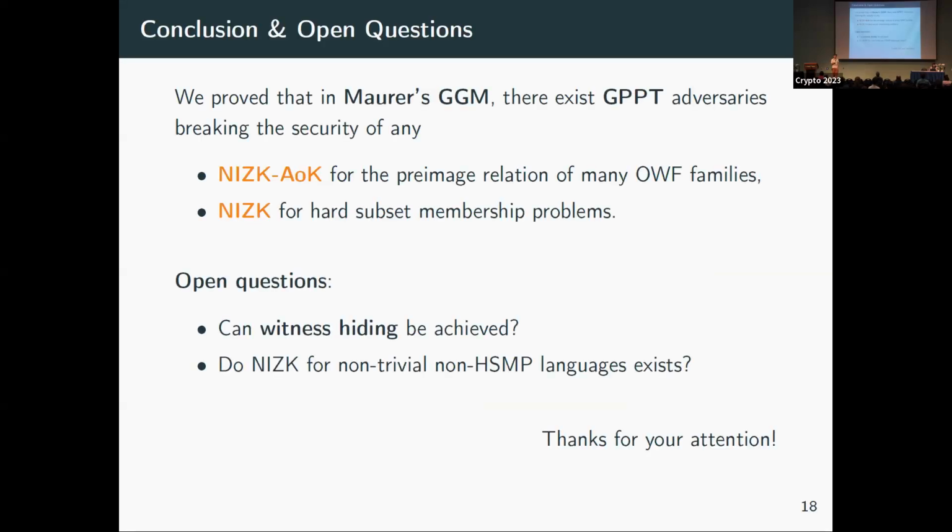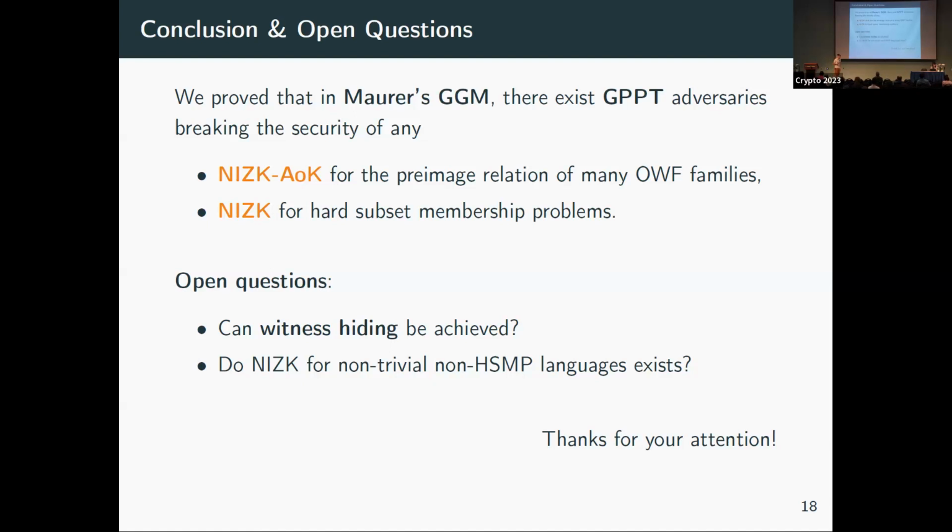So just to recap, I showed that in our group model, we cannot build NESIC arguments of knowledge when we want to show knowledge of a pre-image under a one-way function. Similarly, we cannot build NESICs for a hard subset membership problem, again, in our generic group model.